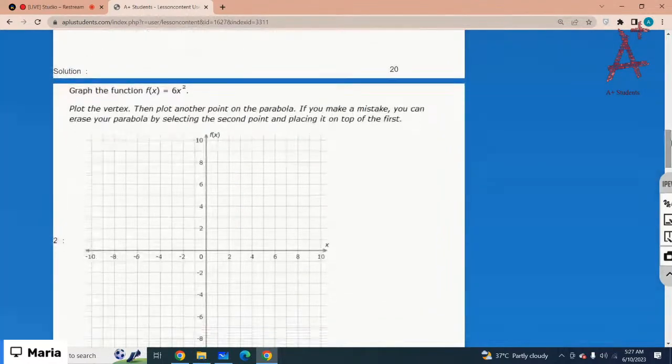The next one is graph the function f of x equals 6x squared. So you have to plot the vertex.